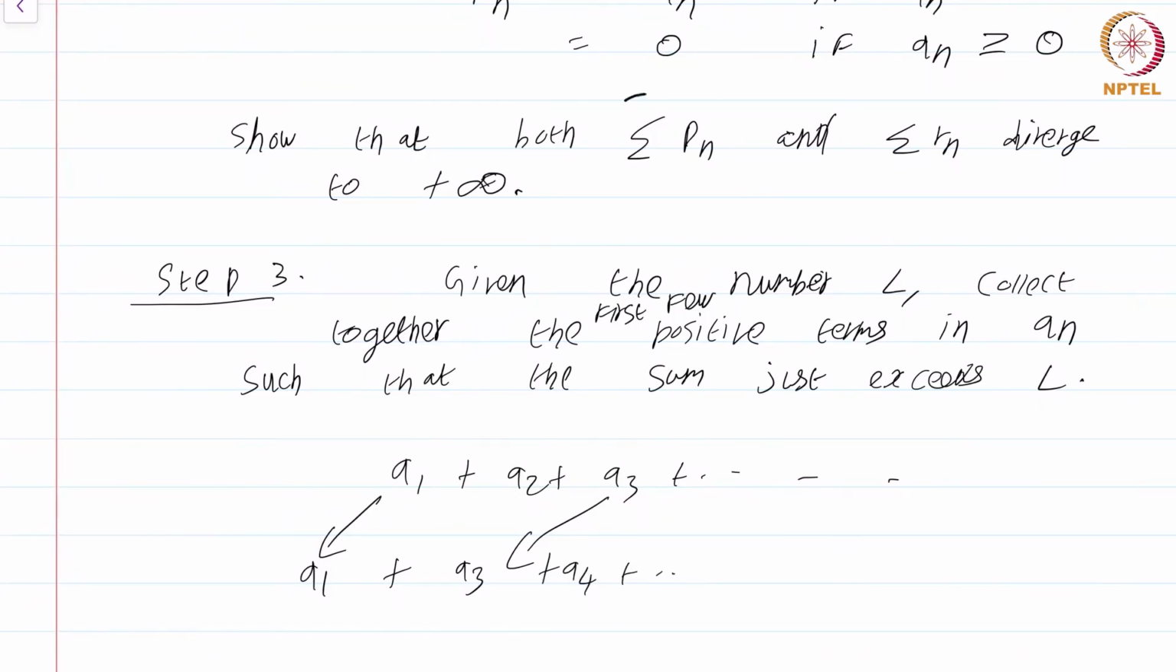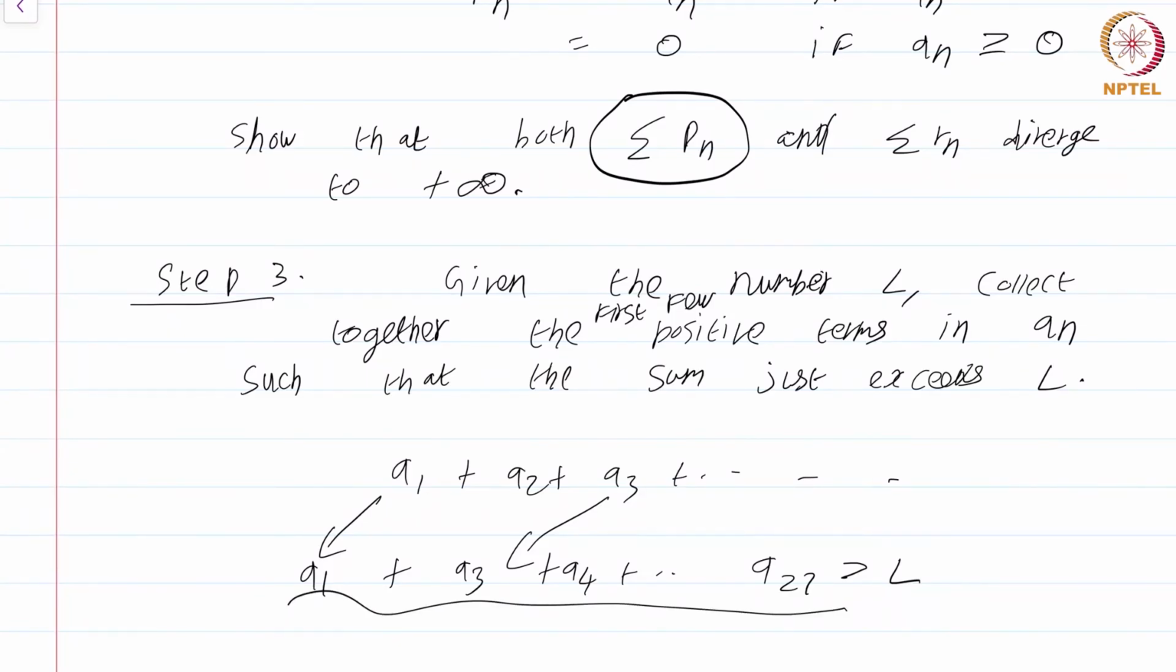Because the summation of p_n diverges to infinity, there will come a point, let's say a27, such that a27 just exceeds L. That means if I sum up the first 26 terms, I should not exceed L. But the moment I sum up the first 27 positive terms, sorry, I made a mistake. There may not be 27 of them because some of them will be negative. So let me rephrase the last statement. What I want to say is if I sum up the positive terms coming from a1 to a26, it should be less than L. But if I sum up the positive terms coming from a1 to a27, that should exceed L.